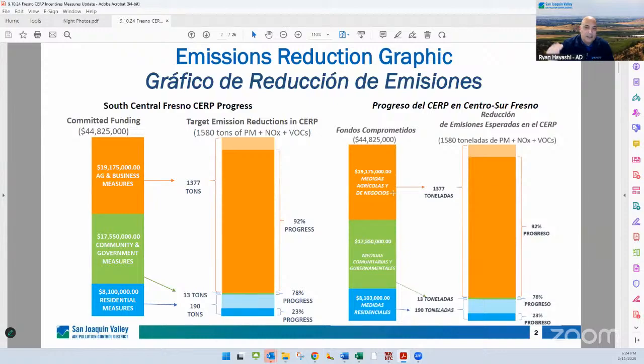In terms of the goals of the emission, we had specific funding levels that were provided for the different types of measures, and then we expected to get certain emissions reductions from that. And so that's what this table here shows that we went over quite a bit last time. In terms of our progress for the different types, whether it was business measures, community government measures, and then residential measures.